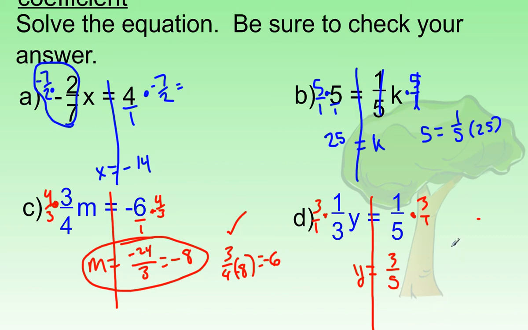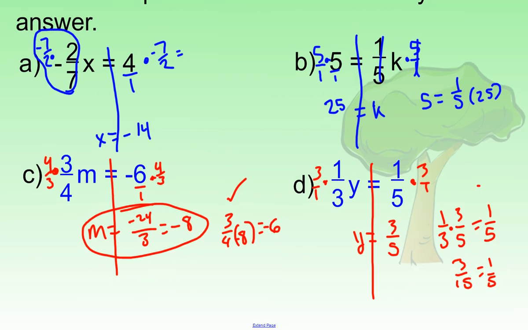And to check our math, 1/3 times 3/5 equals 1/5. Let's see, this math gives me 3/15. And if you simplify 3/15, you do get 1/5. So this checks out. That is the correct answer.